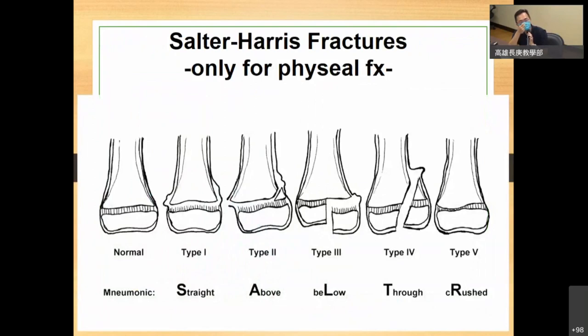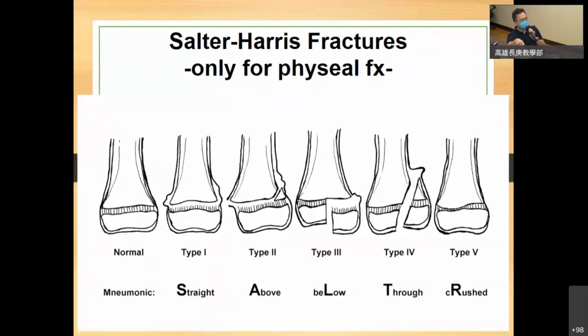Another important issue is the physeal fracture, or another term we say is the Salter-Harris fracture. This Salter-Harris fracture is used specifically for describing fractures involving the physis. You use this term only for patients who still have open physes. Okay, so this is normal. The Salter classification also relates to the apprehension of fiber walls.